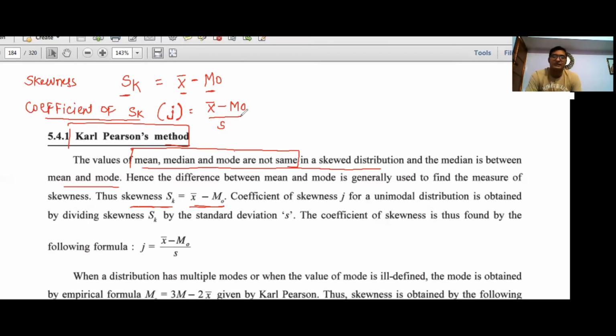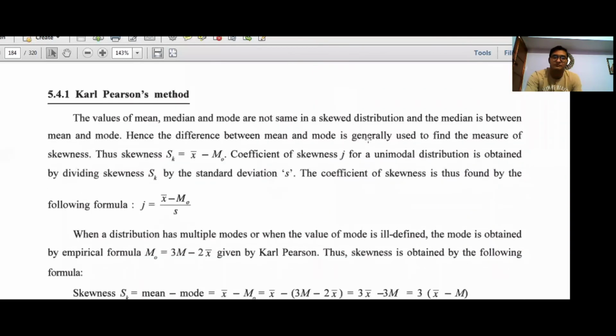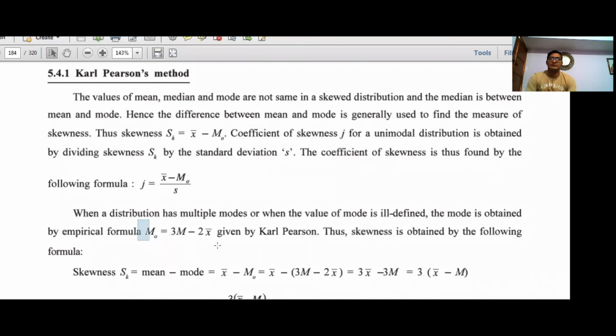Got it? Now, there are some situations where the mode cannot be found directly. In such a situation, we have to use the empirical formula. The empirical formula is Mo equals 3M minus 2 x bar. Simple. This is called the empirical formula, Mo equals 3M minus 2 x bar. We have already studied this formula in chapter number 3.